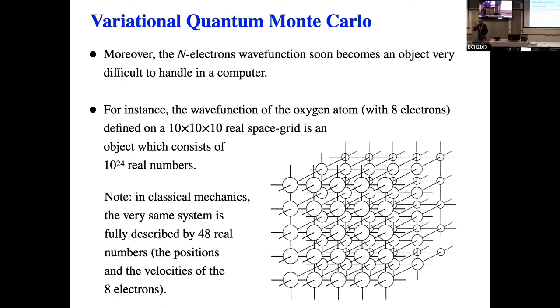If we compare that to what we are used to in classical mechanics, where to describe these 8 electrons we just need to give their positions and velocities, that's typically 48 real numbers. So you see the big difference. This clearly limits what can be done with such variational Monte Carlo methods.